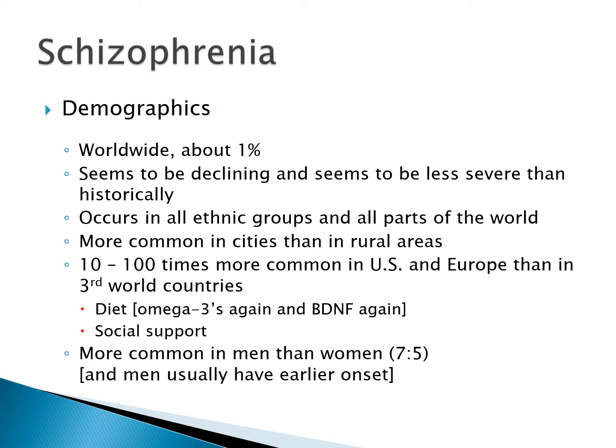I'm going to run through some basic demographics that mostly come from your book, but maybe a couple of things from other textbooks. Worldwide, it appears to be about 1% of the people are schizophrenic. I think your author actually says it's half of 1%, but we're going to say somewhere between 0.5% and 1% of the people have schizophrenia.